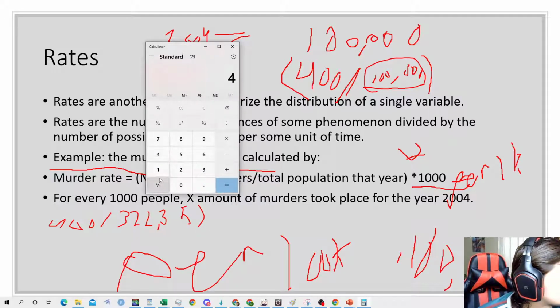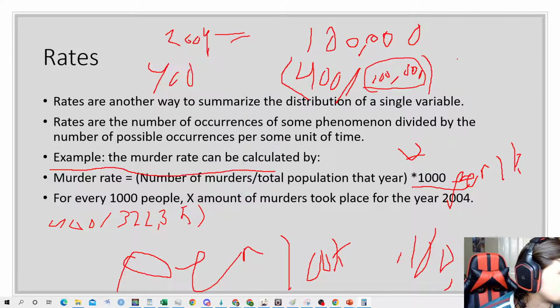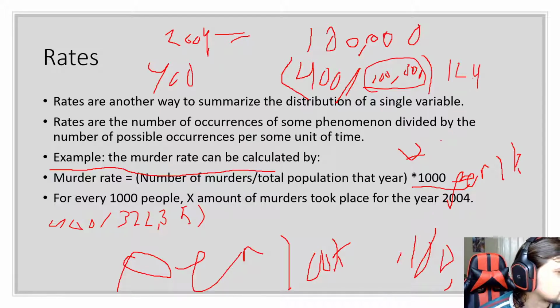Now let's do this again. Clear that. 400 murders divided by the population of 322,350 equals that. Okay, that is scientific notation. Now we want to multiply this by 100,000. So the murder rate is 12.4 in this case. Okay, 12.4. And it would be the murder rate for this example right down here.